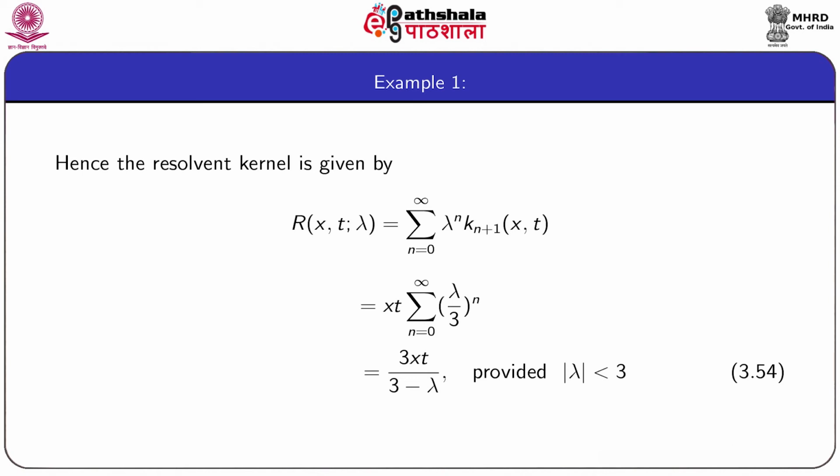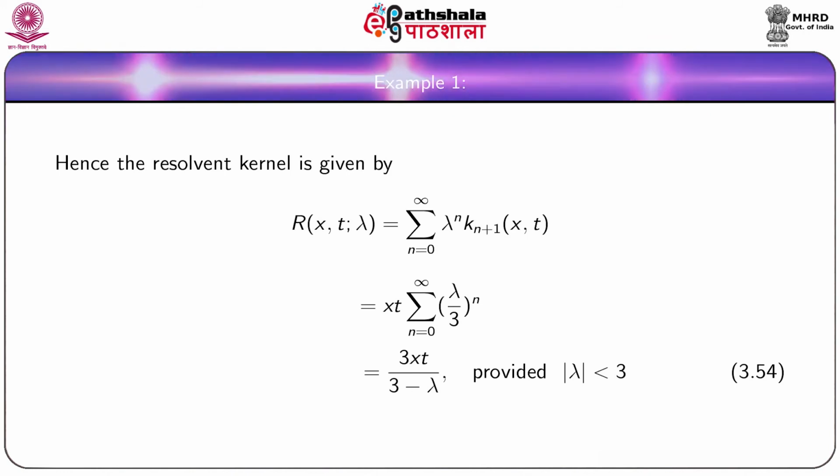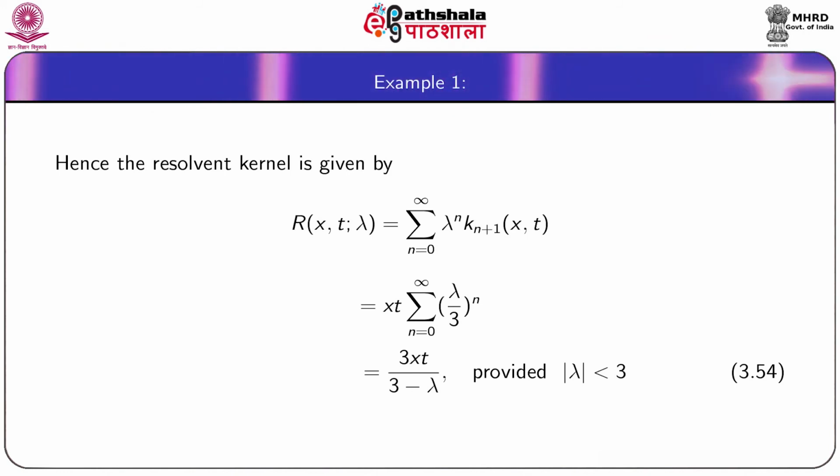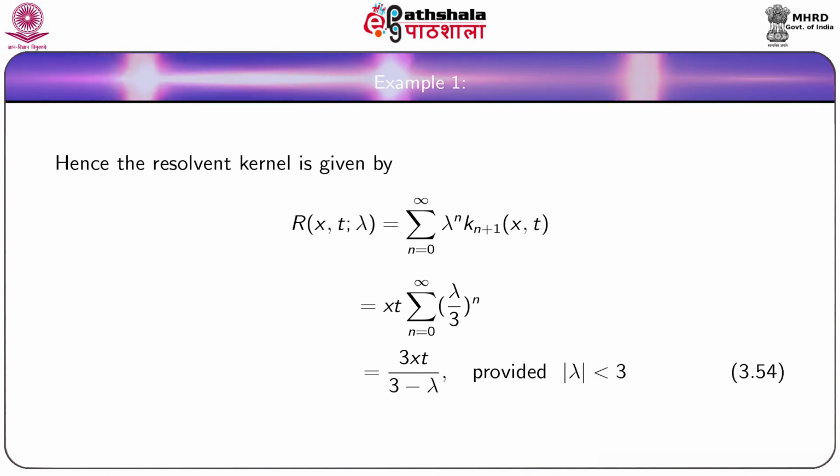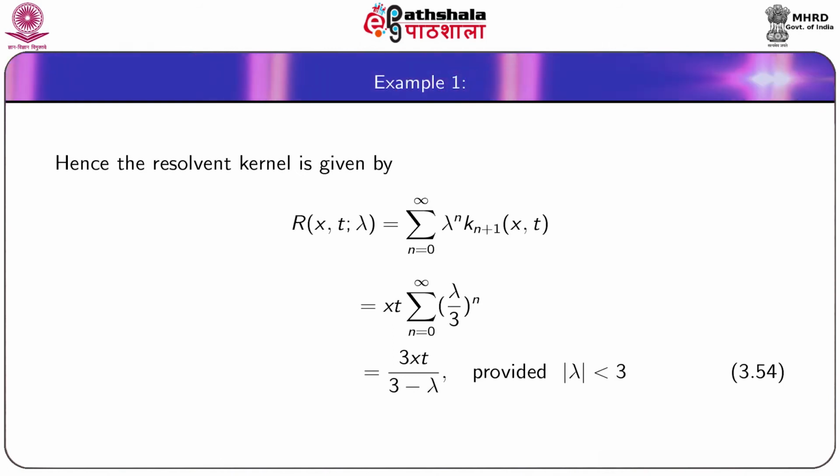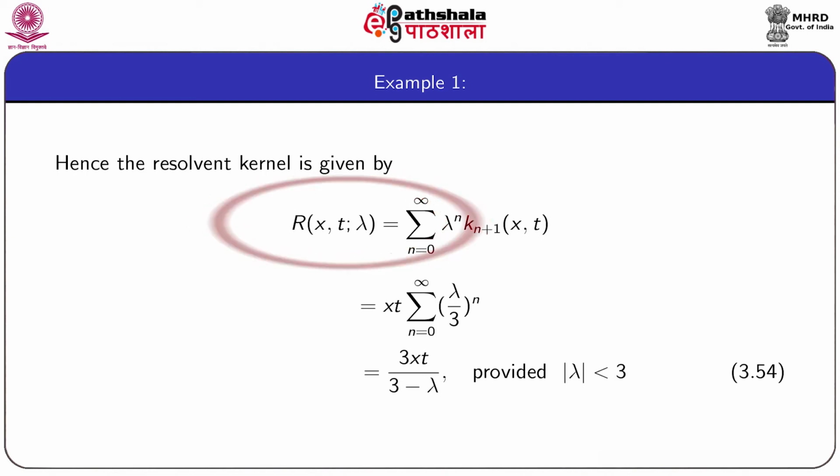Now, this summation will converge to the value 1 by 1 minus lambda by 3, provided lambda satisfies the condition mod lambda less than 3. So, if this condition is satisfied, then R(x, t; lambda), that is the resolvent kernel, is obtained as 3 x t by 3 minus lambda, as given by 3.54.